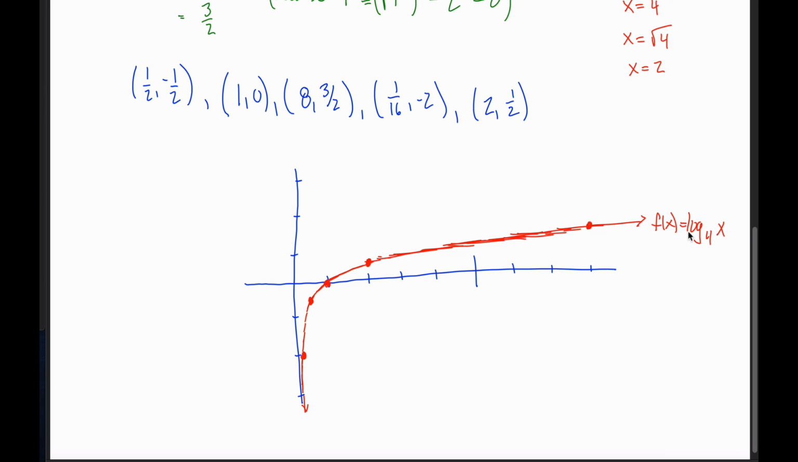It's worth pointing out that the log base 4 of x should also go through the point (4, 1). Whatever the base is of your log function is always telling you the x value when the y value equals 1. So if I go to 4 here, the height should be 1, and it looks like that checks out at least fairly well on my graph. I think that's enough for this problem.